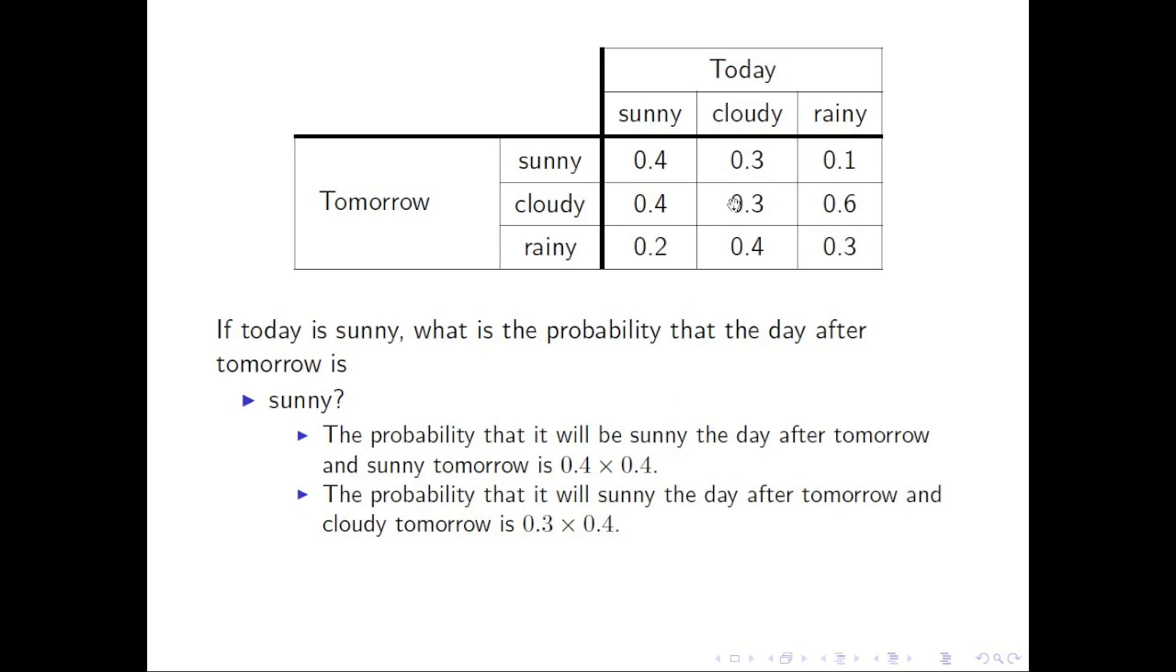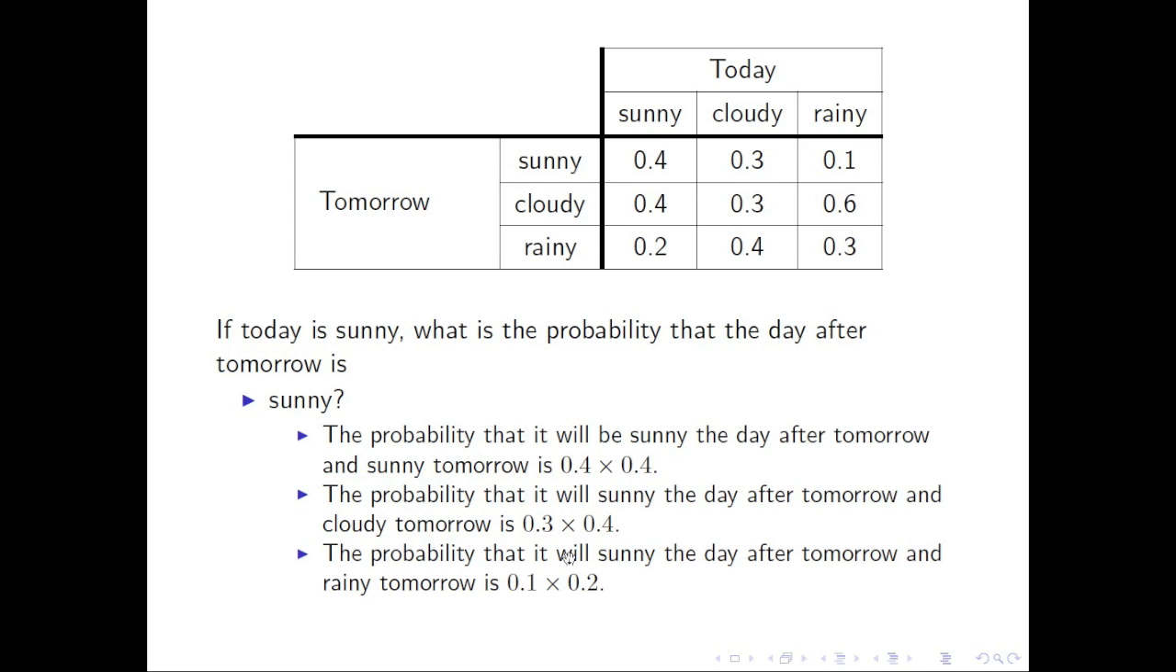The probability that it will be sunny the day after tomorrow and cloudy tomorrow can be computed as follows. It's sunny today. That gives a probability of 0.4 that it is cloudy tomorrow. That is right here. And then if it's cloudy tomorrow, then there's a chance of 0.3 that it will be sunny the next day. Now, what if today it is sunny and we want to know what the chance is that it will be sunny the day after tomorrow and rainy tomorrow? Well, the chance that it's rainy tomorrow is 0.2. And if it's rainy tomorrow, then the chance that it'll be sunny the day after that is 0.1. That justifies this right here.